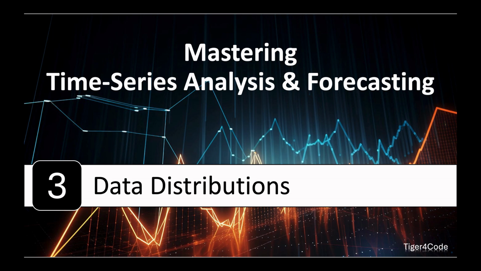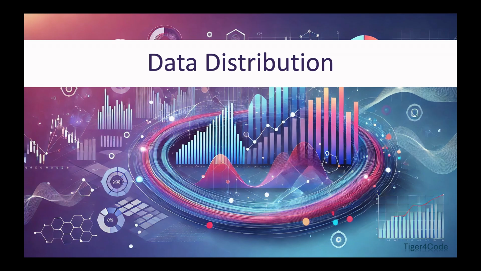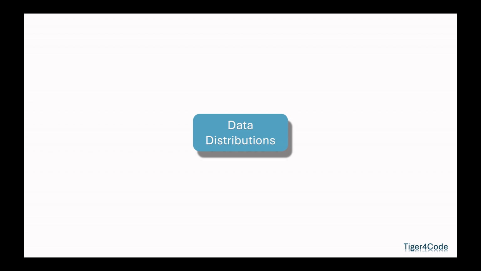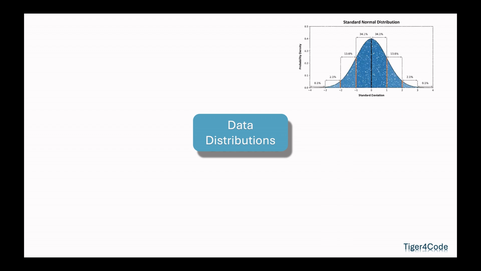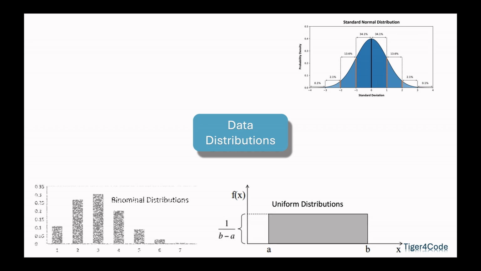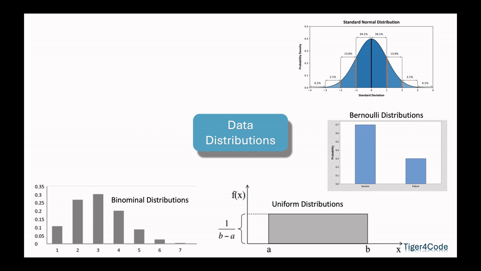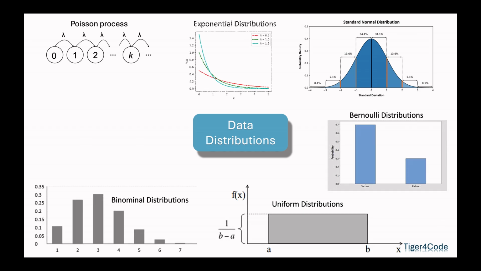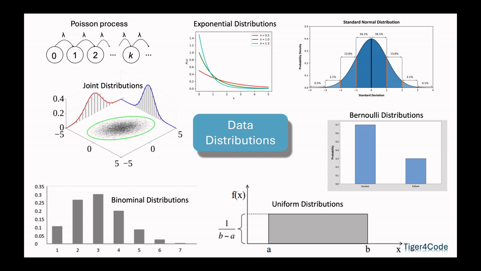In today's video, we'll dive into data distributions to gain a deeper understanding of each one. We will focus on a subset of distributions that are primarily used when analyzing time series data. The subset includes the following distributions: normal, uniform, binomial, Bernoulli, Poisson, exponential, and joint distribution.